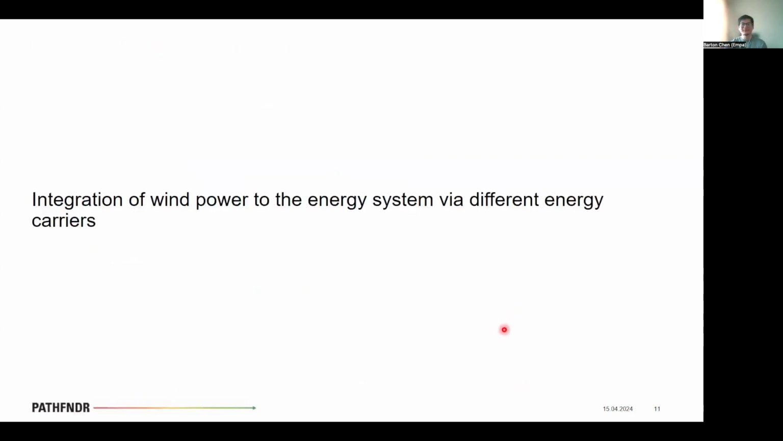So since we know that if we have a lot of renewable energy, especially wind power, that could cause some problems to the energy system, how can we address this issue? That's why people came to the idea that for wind power, we don't need to just produce electricity. We probably need to produce a different energy carrier.